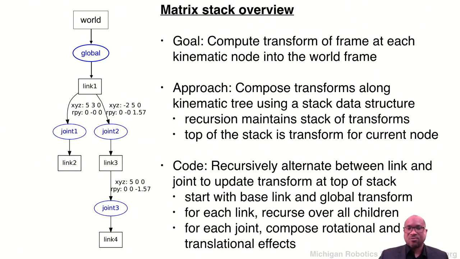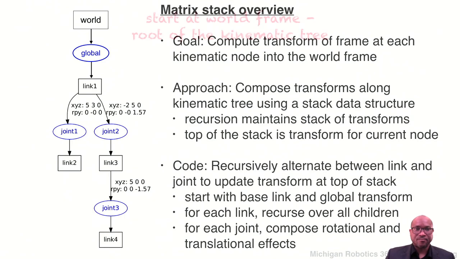For every link, our main job is to recurse over the children, because the link induces no motion, no direct transforms, at least the way that we're doing it in this class. And for every joint, we need to consider the rotational and translational effects of that joint and its positioning off of the link, as well as the motion of the motor and its joint state with respect to the parent.